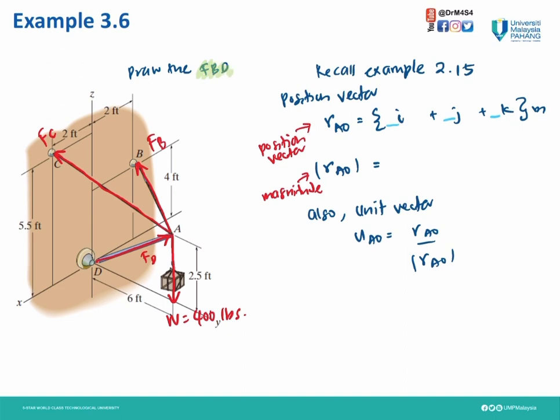Subjected to the weight of the 400 pounds of crate, it will create the force FB hooked at position B and also force FC hooked at point C. Then there is also force FD supported at point A.